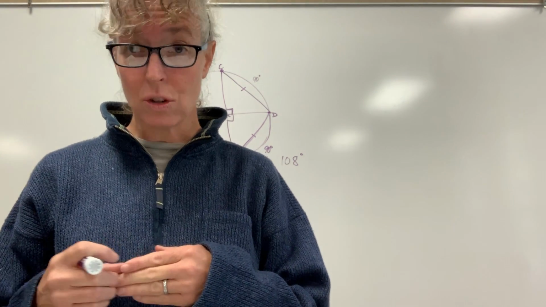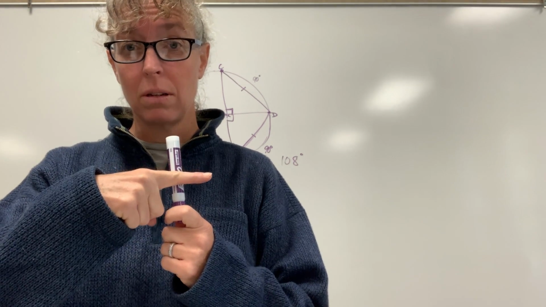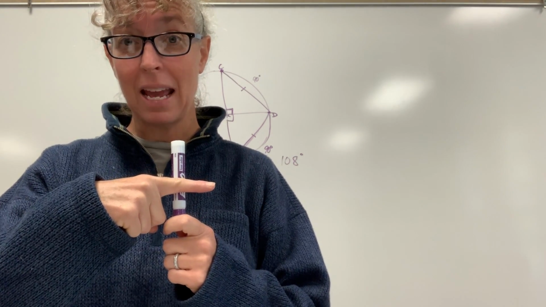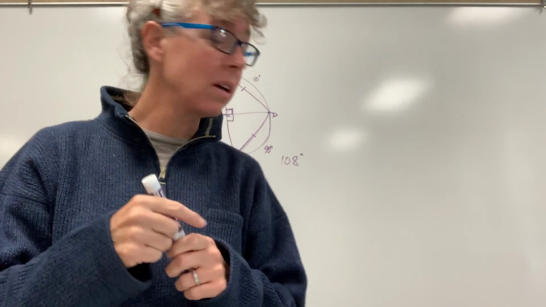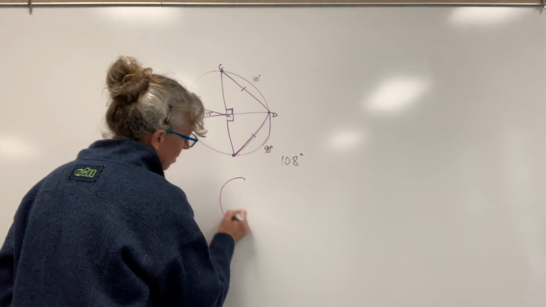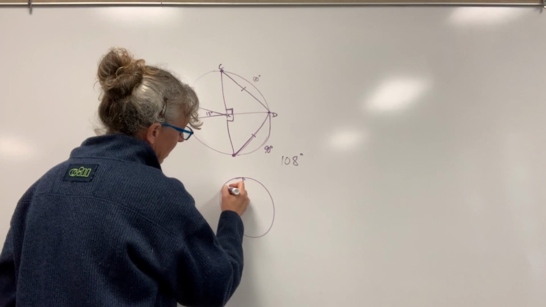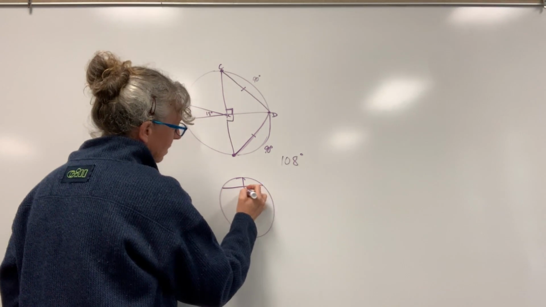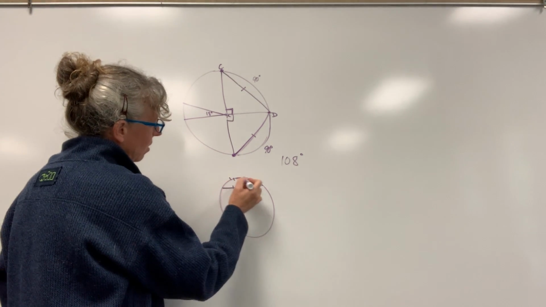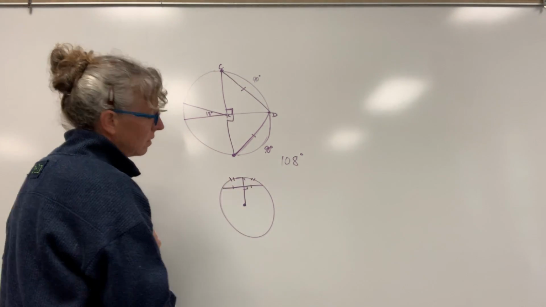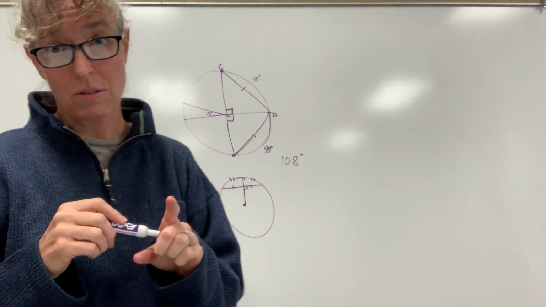On top of page 805, they have a chord there and a radius. In a circle, if the radius is perpendicular to a chord, it will cut that chord in half and also the arc in half. So if I have a radius and it hits a chord at exactly 90 degrees, it cuts the chord in half and the arc in half. And vice versa: if I know this is cut in half, I know that's a radius that's at 90 degrees.